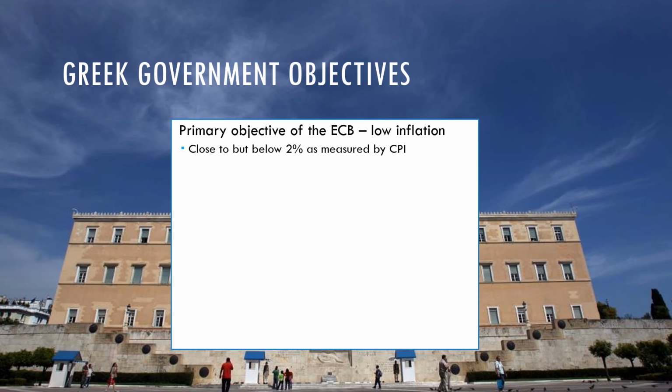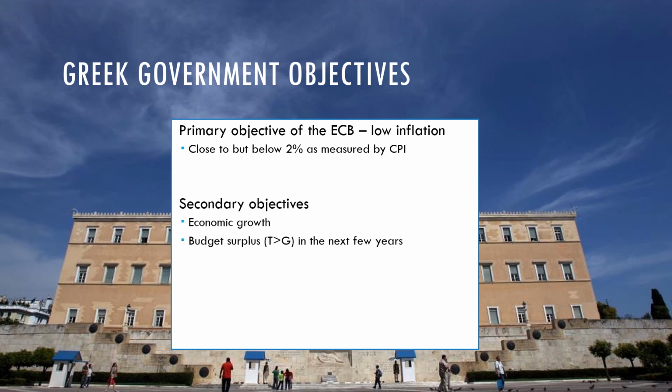Low inflation here is really the number one objective, and the target is close to but below 2% as measured by CPI. But it is the responsibility of the European Central Bank to meet this objective by changing interest rates. For the Greek government itself, their first objective is economic growth. Greece has experienced a long period of depression, and so one of the government's main objectives is to make sure that the economy starts to grow again.